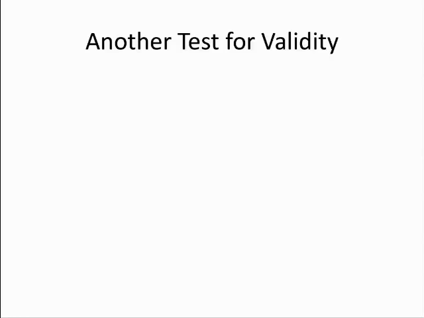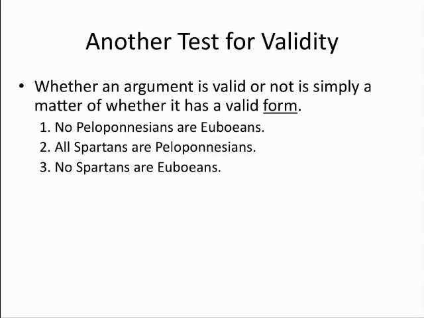In the last segment, we looked at a sample of valid forms of syllogistic argument. Now let's try to apply our most reliable test for validity to syllogistic arguments. An argument can be considered to be valid when it has a form which validates the conclusion.